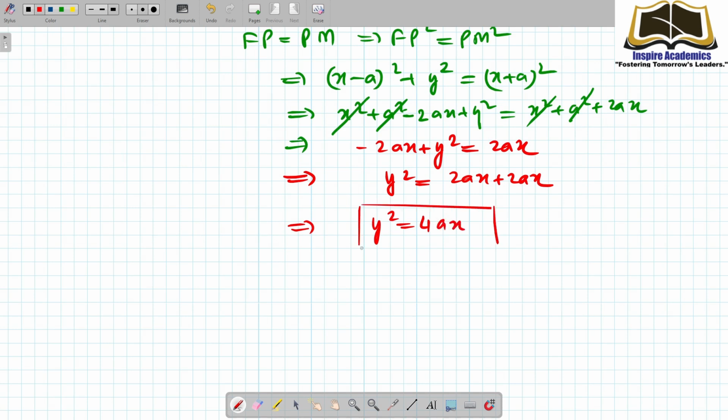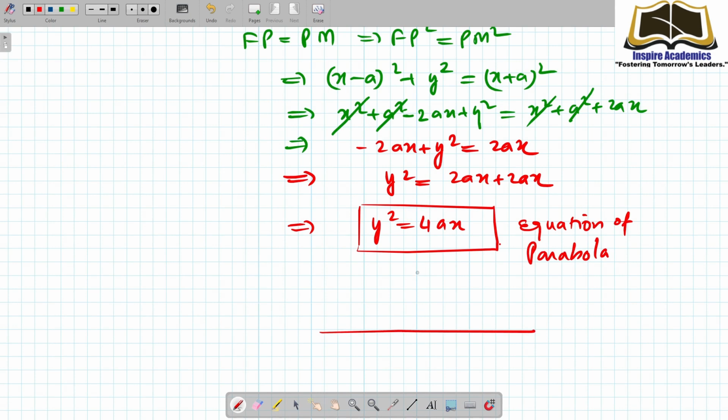Standard equation of parabola जिसका vertices origin पे हो. This is the equation of parabola. Which parabola? A parabola whose vertices is, isn't it, origin, और जिसका डायरेक्ट्रिक्स x is equal to negative a है, and the focal point is a comma 0. Okay.